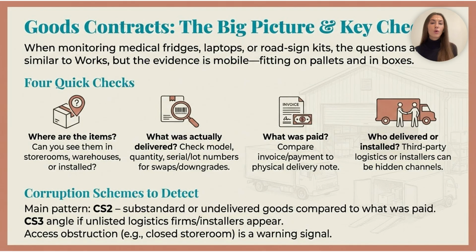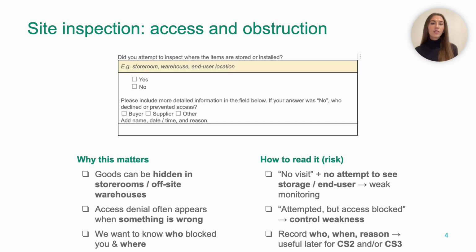So the next slides walk you through these checks one by one using mock-up goods questions in the reporting template style. Here you'll see that the first goods box mirrors the step 2 access questions you already know from works. So the problem with goods is that they're easy to move and easy to hide. If something's wrong, let's say a wrong product, or it's not the right quantity, even expired stock, the first reaction may be to keep monitors away from the storeroom or warehouse.